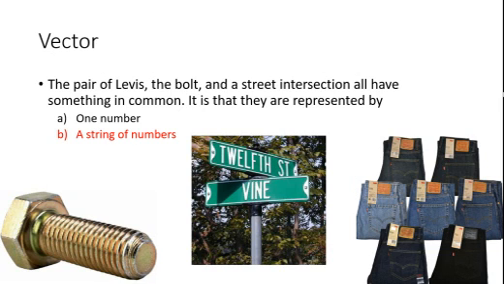A men's pair of jeans is measured by the inseam and the waist. There's two numbers. If you have a 32 30, that's your inseam and your waist. A bolt is measured by both its length, how long the bolt is, and how big the screw part is. So there's two. And then the street intersection, you've got two different streets. 12th and Vine is being descriptive of what it is. So these are vectors.